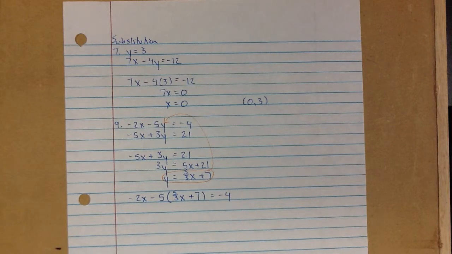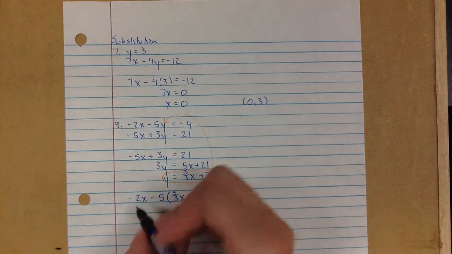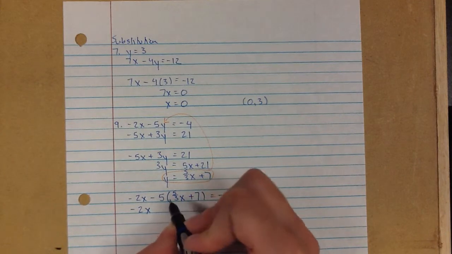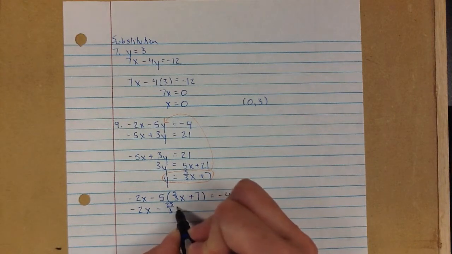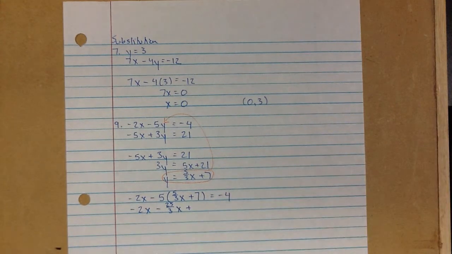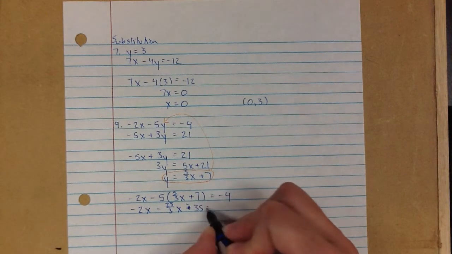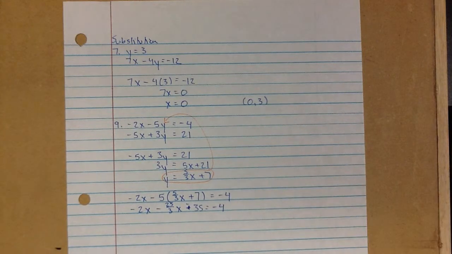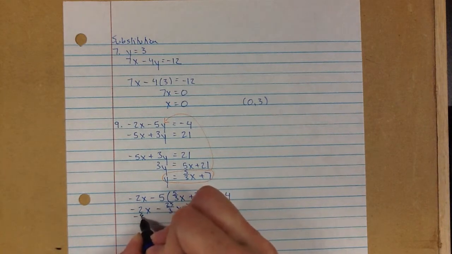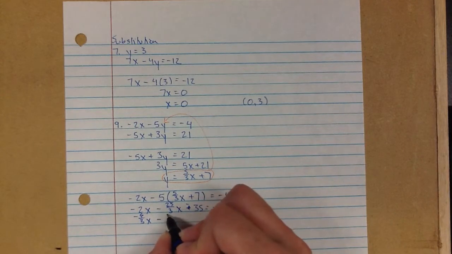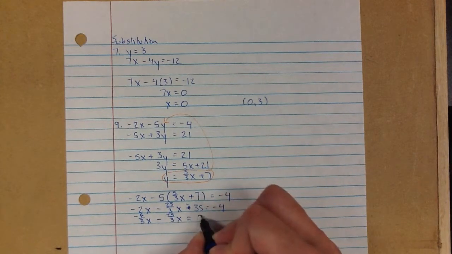So we're going to distribute the negative 5 into the parentheses. So negative 2x minus 25 over 3x minus 35 equals negative 4. I need to put the x's together. What has to be the same when you add fractions? The denominator. Okay, so if I end up with the like denominator, what's the numerator going to be for the 2? Negative 6. So negative 6/3 x minus 25 over 3x equals 31.